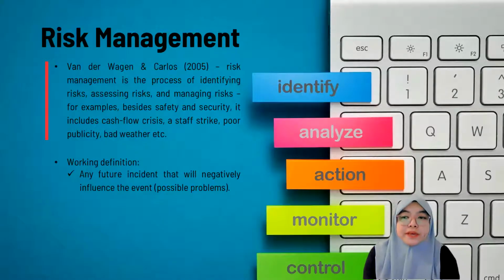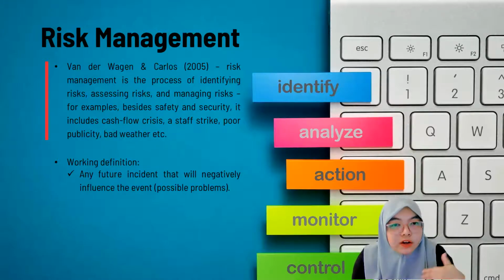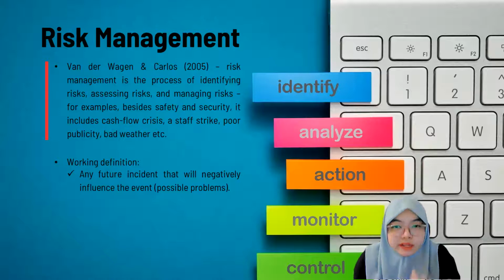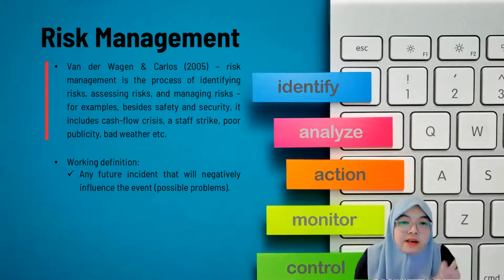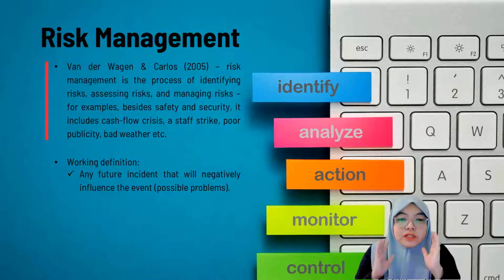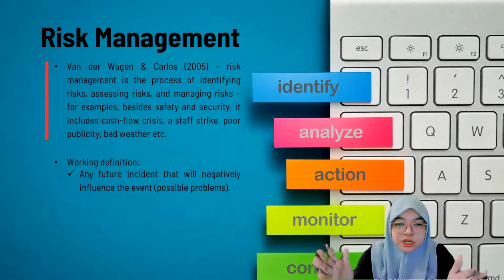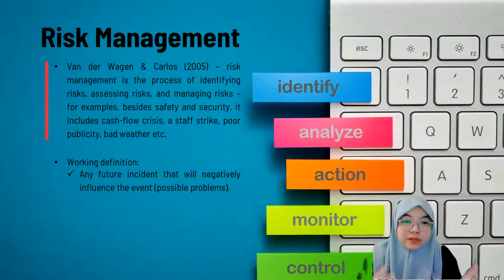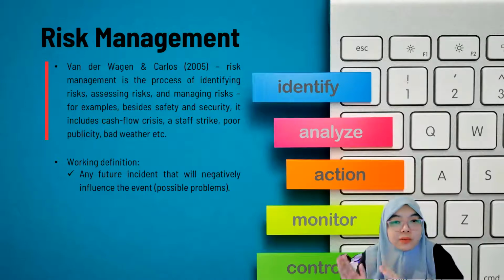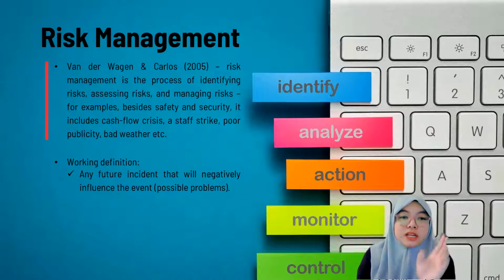Okay, now we are going to take a look at risk management. According to Van der Weyden and Carlos, risk management is the process of identifying risk, assessing risk, and managing risk. So you need to identify first what are the risks that occur during your event, and then you assess that risk and you manage that risk. Okay, so in a working definition, risk management is about any future incident that will negatively influence the event. You need to plan for the future, checking whether there is a possible risk during our event and how we are going to overcome that problem. Okay, so that is according to the working definition.